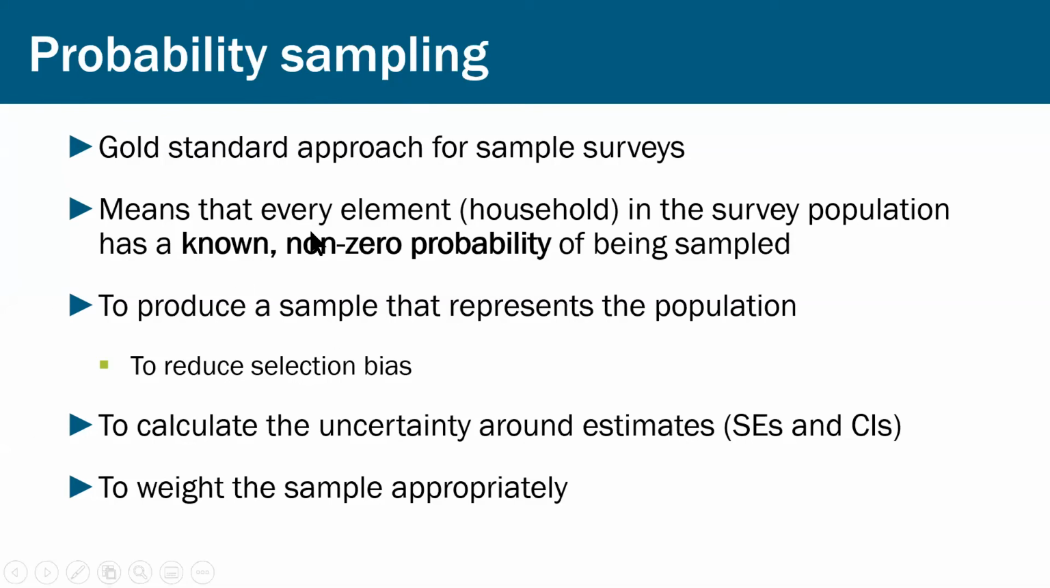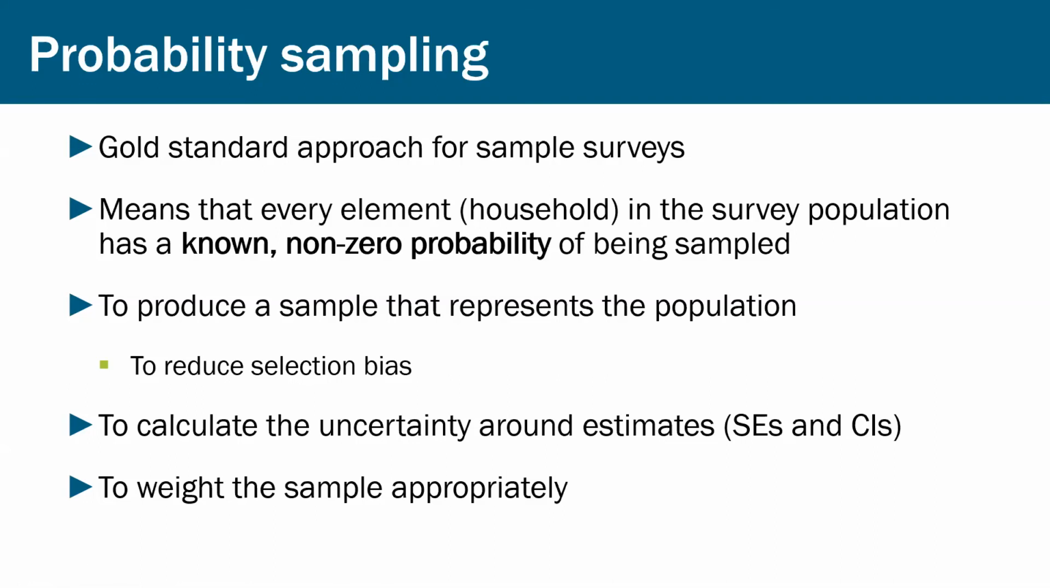So I'm not going to go into a lot of detail as to why that is, but just note that having a probability sample allows us to have a sample that represents the population, that reduces selection bias. It allows us to appropriately calculate the uncertainty around estimates. So that means estimating what your standard error and your confidence intervals are. So when you say that exclusive breastfeeding is 20%, how certain are we that it is actually 20% and not say 10% or 40%. And it also allows us to weight the sample appropriately.